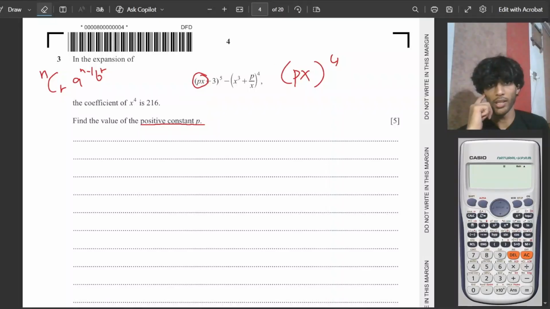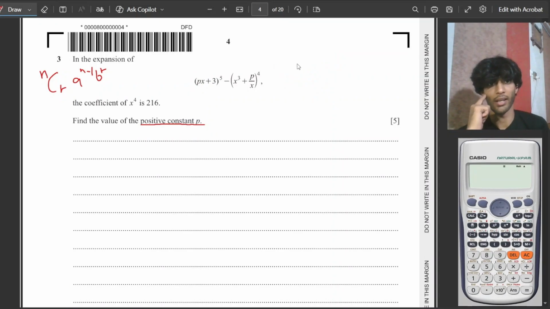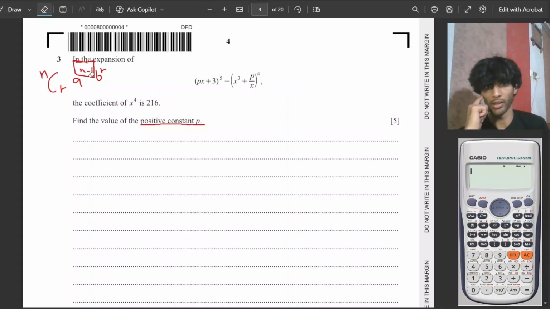And the way you can really easily do that is you can basically ask the question of how can I get 4 over here in the power? How can I get 4 over here? Sorry, this is not n minus 1, my bad. This is n minus r.